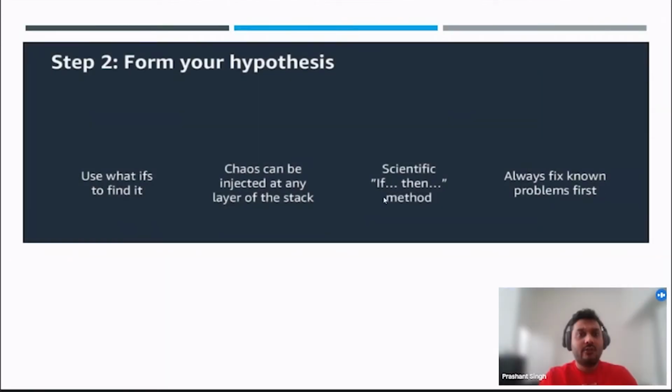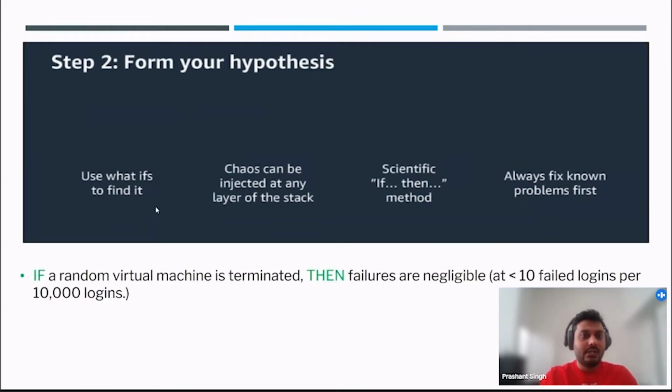After that, you have to form your hypothesis. You have to use words like "what if" to find it. For example, if a random virtual machine is terminated, then failures are negligible. Basically, that is your hypothesis. And by negligible, you are going to say fewer than 10 failed logins per 10,000 logins. So that is negligible for you. Let's say you have a fleet of 50 virtual machines and one random virtual machine is terminated, then failures are negligible. That is your hypothesis.